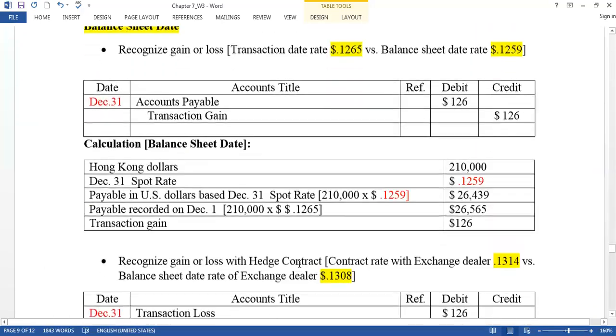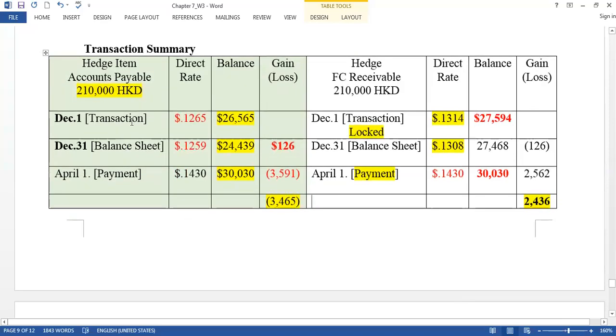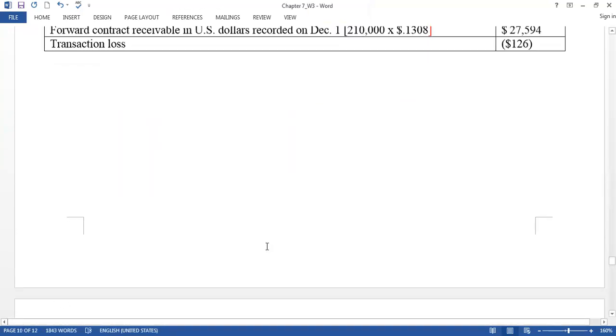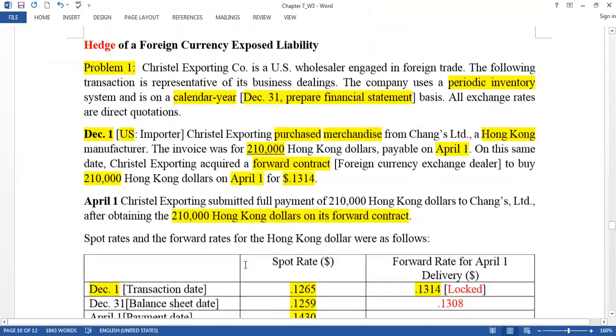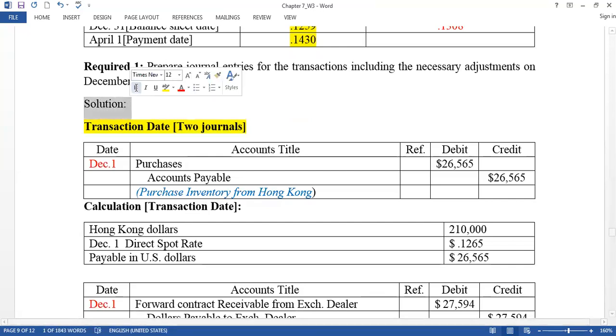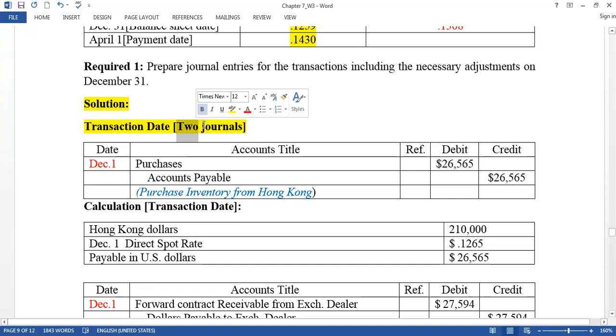So first journal, this is the summary. If you understand the summary, now we'll go step by step. So I make it more clear based on the previous file. Solution. Now we are here in the solution. According to the solution, we have transaction date, we have balance sheet date, we have payment date, right? So on the transaction date, how many journals will we have? On the transaction date, we will have 2 journals.